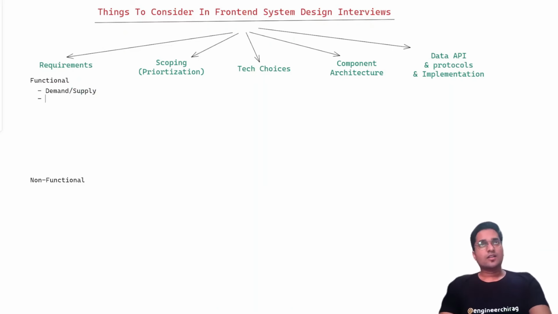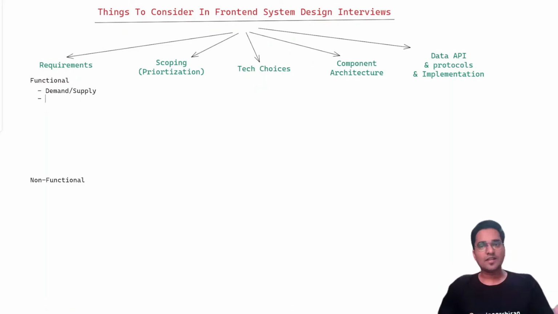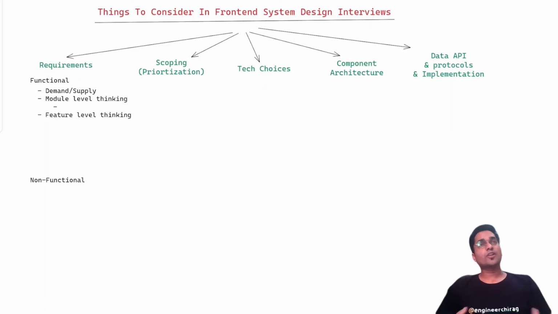Second thing, start with high level and dive into the feature level. When we say high level, you always start with module level thinking, right? And you dive into your feature level thinking. Okay, what does it mean? Let's discuss. When we say module level, right?